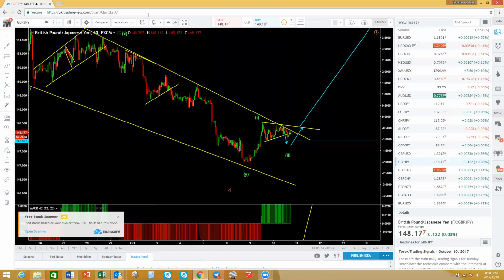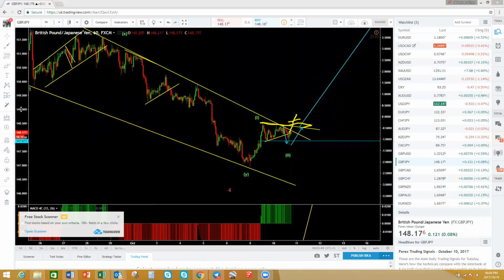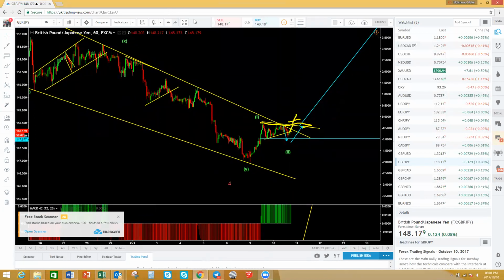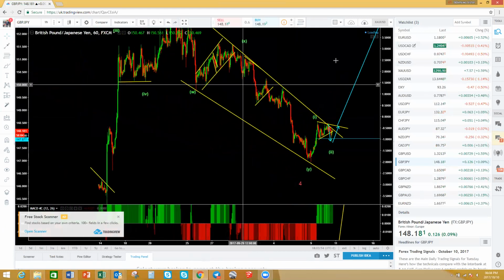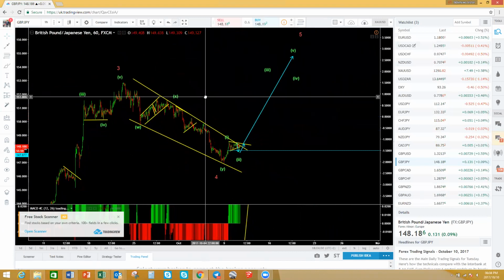So on the break of this flag, when it breaks this flag, we're going, and then we're going to get that wave 5, and we know what the minimum wave 5 should be based on Fibonacci. Okay, so that is pound JPY. So this was what the pound was giving us all along.